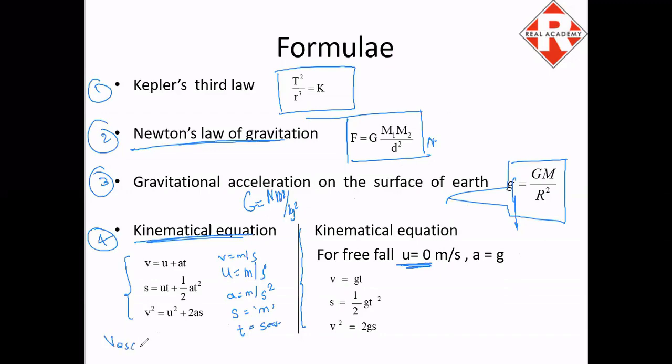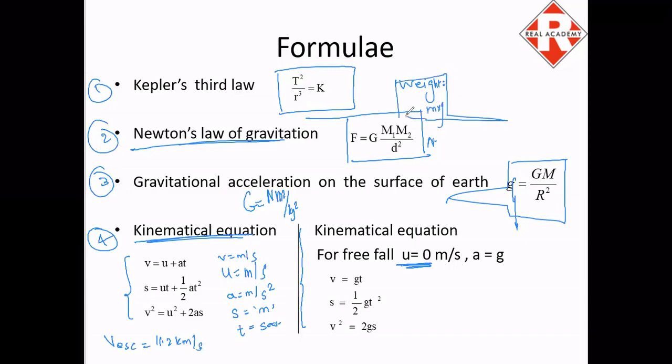Also, escape velocity is given by 11.2 kilometers per second. And also, yes, weight. How do you calculate weight? Weight is equal to mass into gravity. So these are the formulas that you require to know.